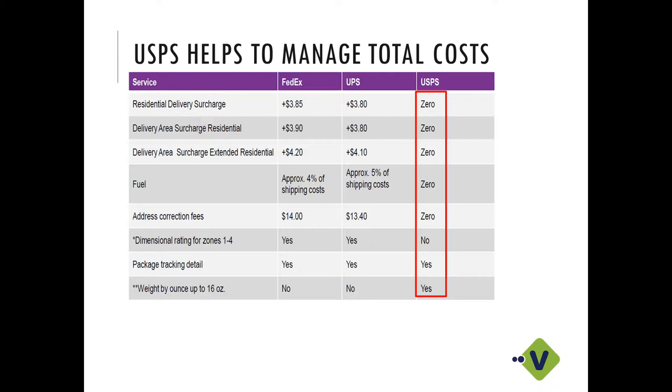Residential surcharge, you don't have that with the post office. Delivery area surcharge, that's really nothing with the post office. Fuel surcharge, address correction fees. You could be paying sometimes more than the actual shipment itself if you have the wrong address. StarShip does have address validation as well, though. Dimensional rates for all these zones, where you're paying by the cubic size of the shipment. Package tracking, and weight up to 16 ounces.